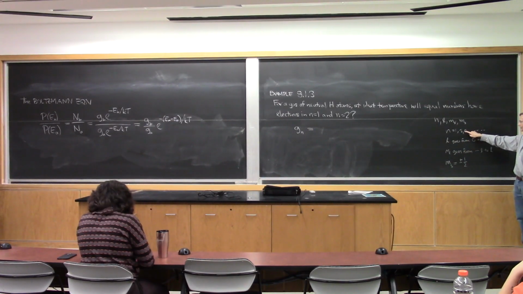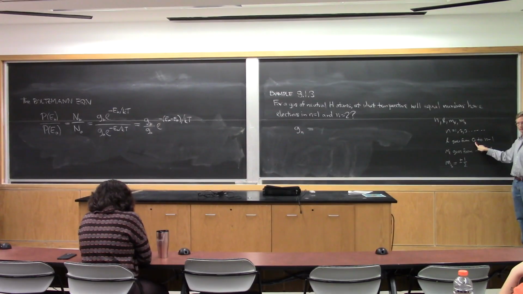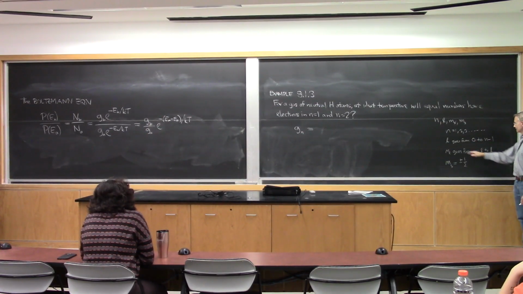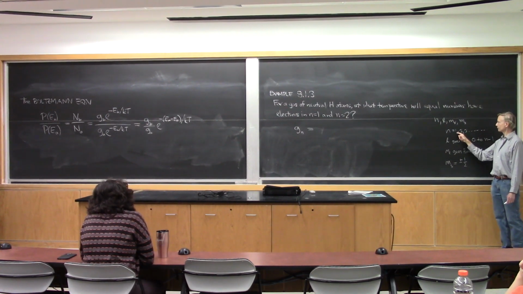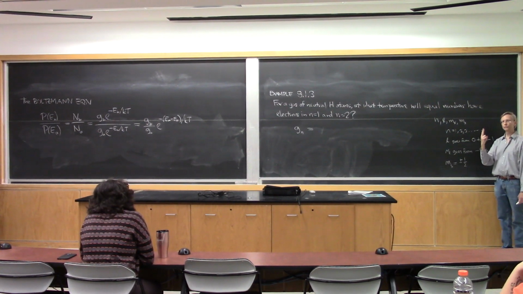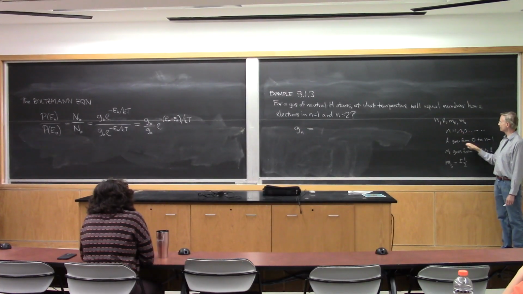So for n equals 1, l can only be 0. That means m sub l can also only be 0, but the electron can go into either spin up or spin down. So the degeneracy for n equals 1 is 2. Because you can only have 1, 0, 0, plus 1/2 and 1, 0, 0, minus 1/2. So G sub 1 was 2.